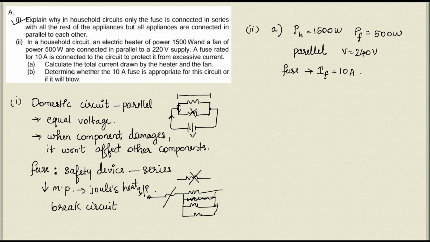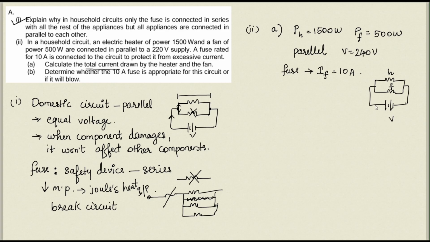Now, the first part of the question is to calculate the total current drawn by the heater and the fan together. So total current drawn by the heater and the fan together means we have to find the total current in the circuit. Isn't it? Yes, we have to find the total current in the circuit. Now, how will we find the total current in the circuit? So if this is the heater and this is the fan, how will we find the total current?